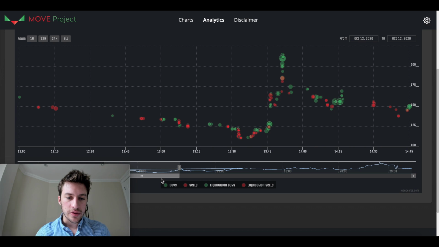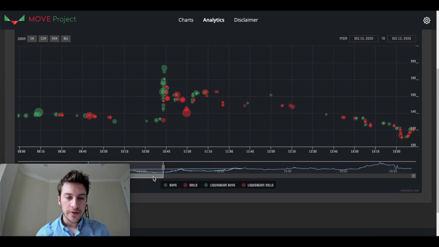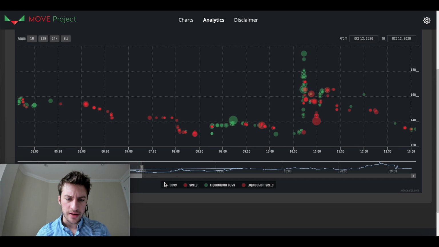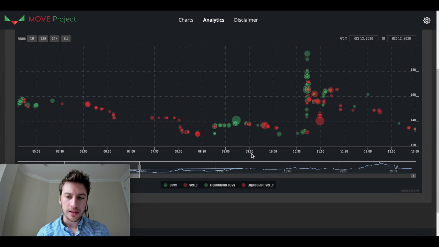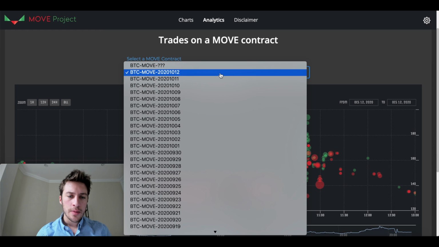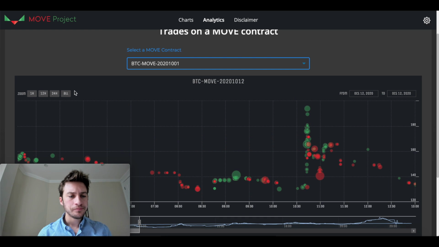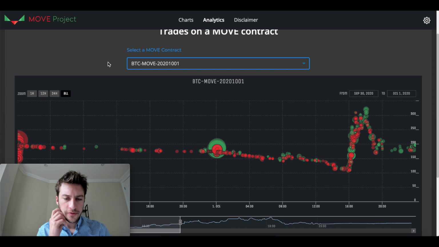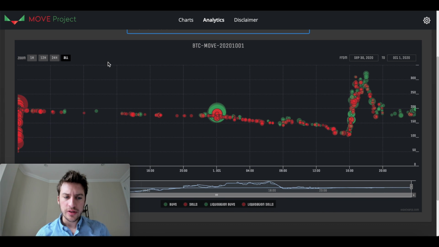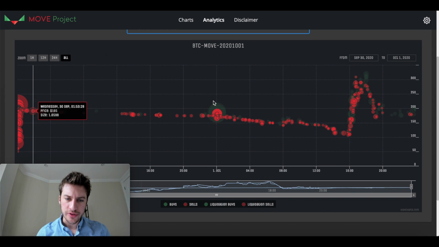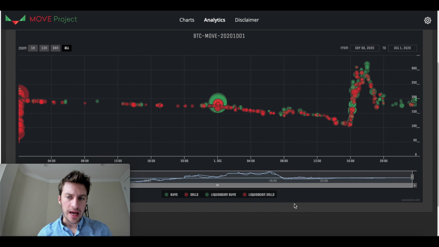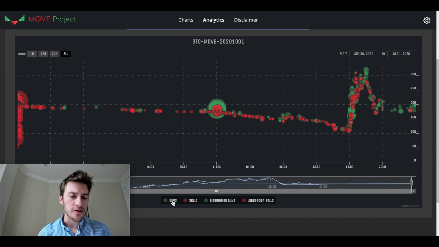But typically you can see that near the beginning of this contract, most people are selling, although there are some buys scattered here, but when not much is happening, it looks like most people are mostly selling. But let's go look at another random one. Let's look at the October 1st. I'm going to click the all for the October 1st. And yeah, you can see just how many people were selling.